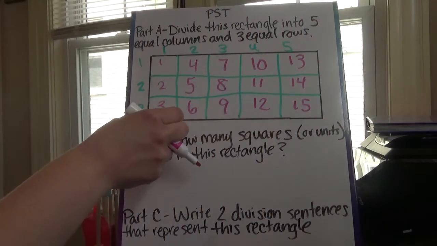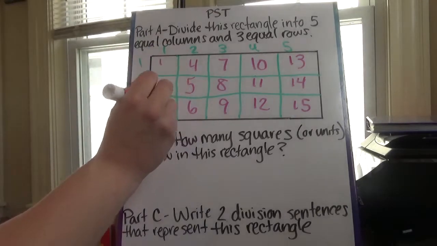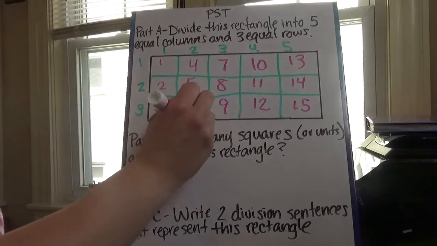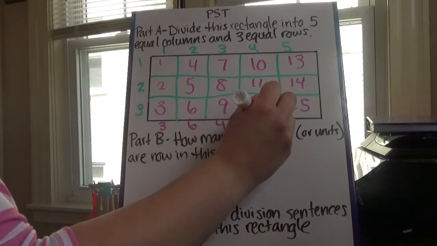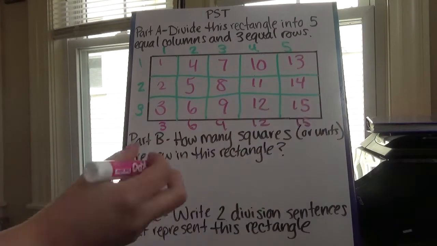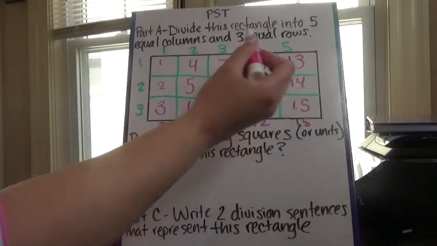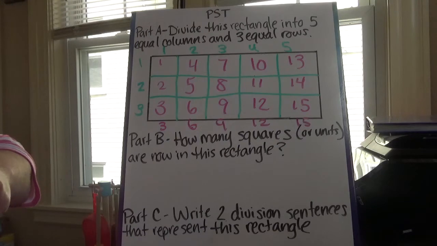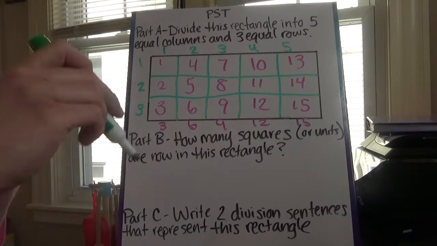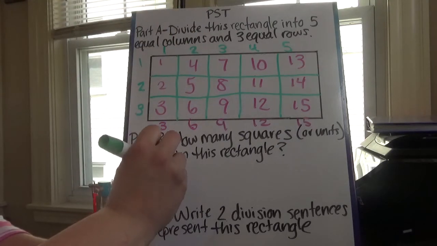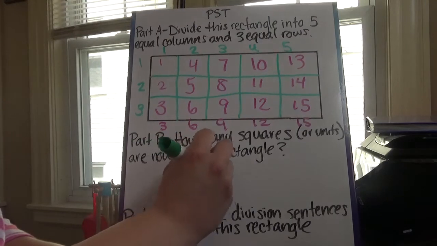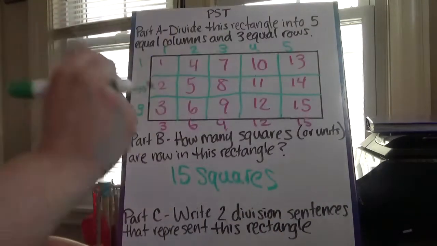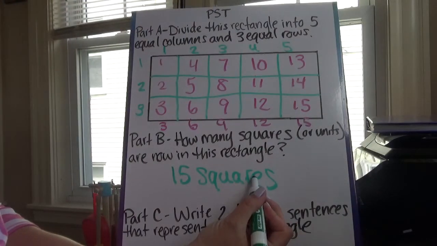Some of you also probably thought you could count by threes because you have a group of 3 here and here, and you could skip count for 3, 6, 9, 12, 15. You could also skip count by fives. 5, 10, 15. Whatever way you skip counted is totally fine. So we just figured out that there are 15 squares. Some people might even call these units. So this rectangle is made up of 15 units.